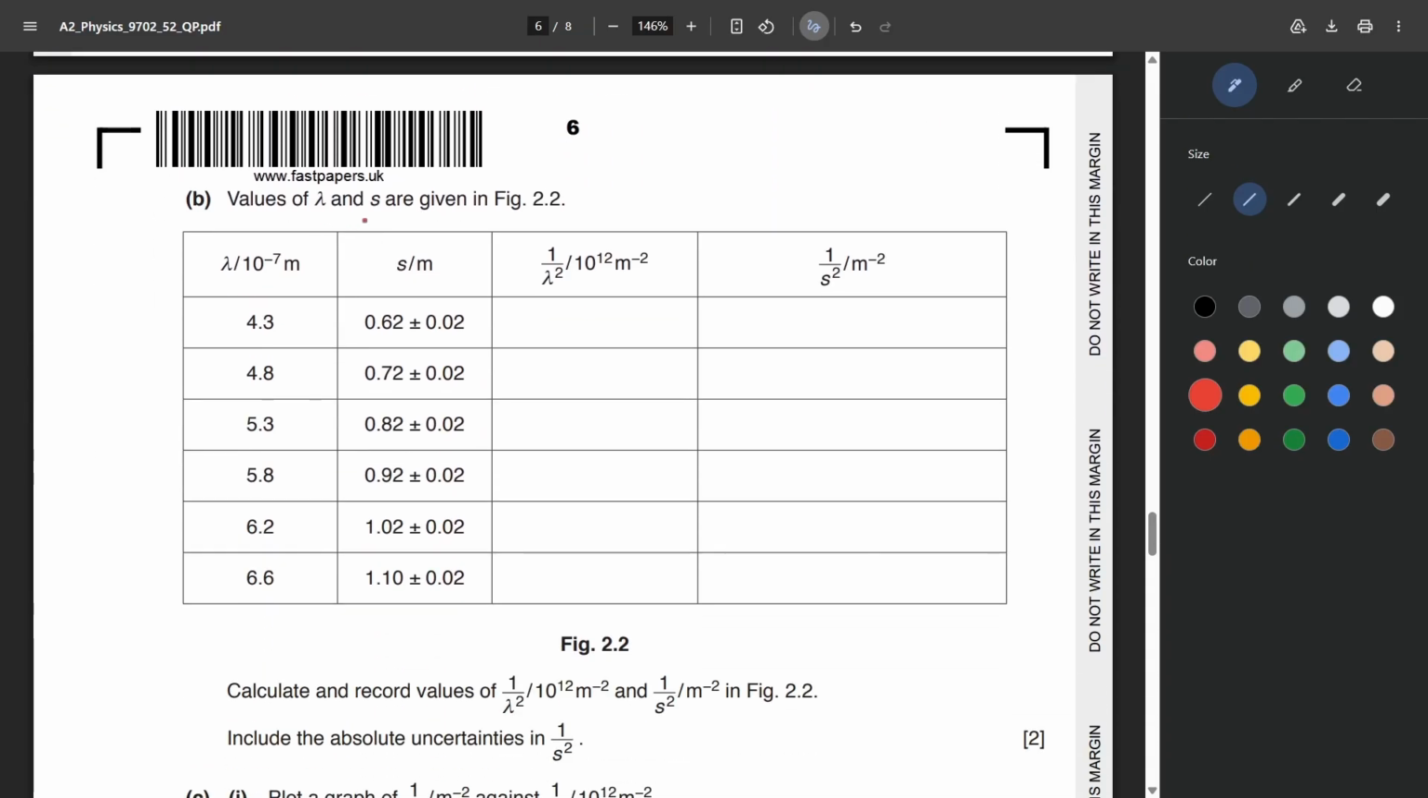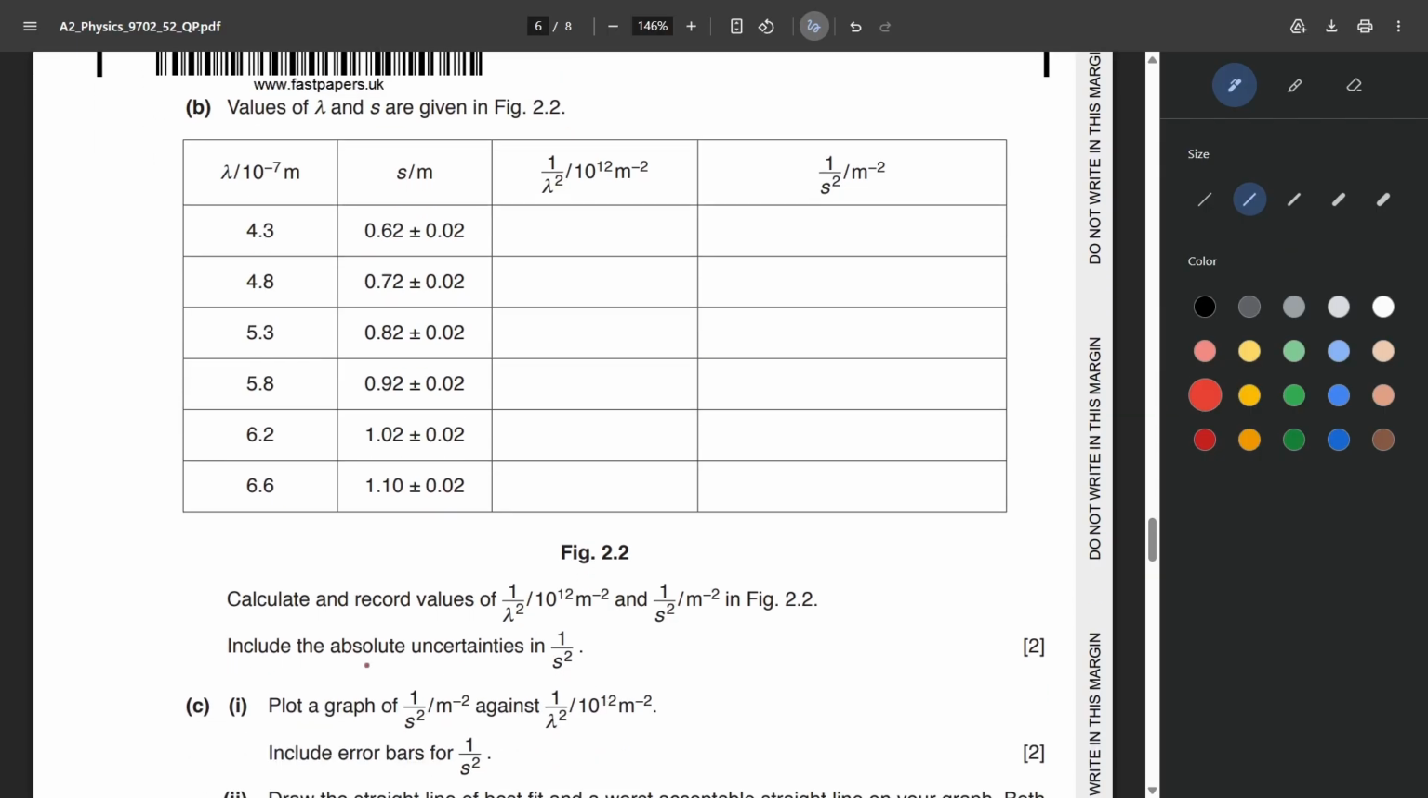Values of lambda and s are given in figure 2.2, along with the uncertainty in s. We need to calculate the value of 1 over lambda square and 1 over s square. Along with that, we need to include the absolute uncertainty in the value of 1 over s square.